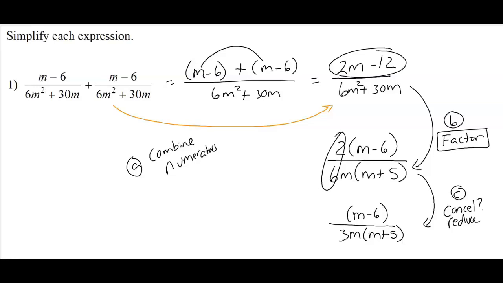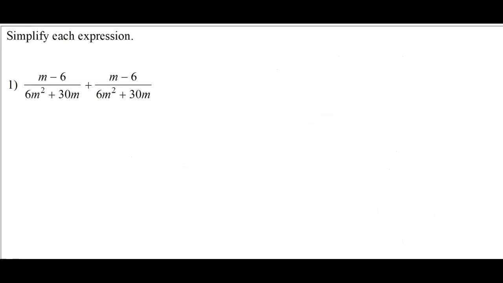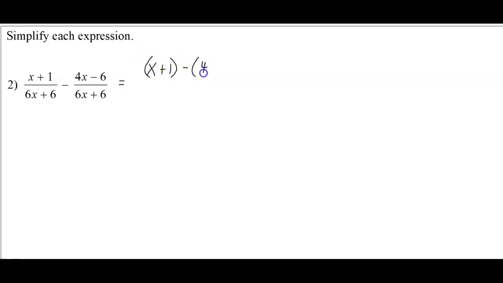Okay? So that's adding. We'll do another example, though, before I set you guys loose on one. Let's do an example that involves subtraction. Now, you'll notice that they still have a common denominator. So the first step is still going to be the same. We're going to combine the numerators together. Something different will happen this time when combining the numerators.